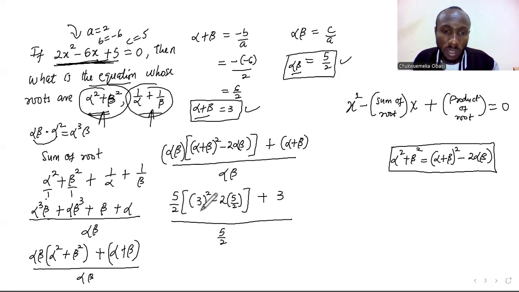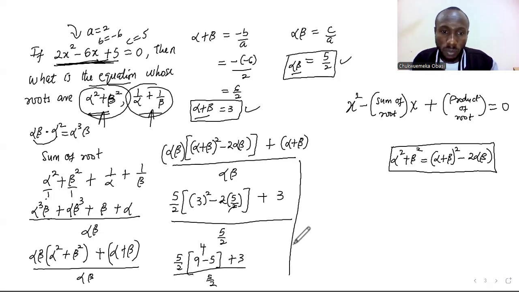Now we go ahead and simplify. That's going to give me 5/2 times 3 squared, which is 9. Then these two, we cancel out: you have 5 minus 5 right there. Then we have plus 3, all divided by 5/2, right? So 9 minus 5 will give me 4. So, let me do it religiously. I have 5/2 times 4, then plus 3, all divided by 5/2, right? Now 2 can divide 4, and that's 2. 5 times 2 is 10. 10 plus 3 is 13.